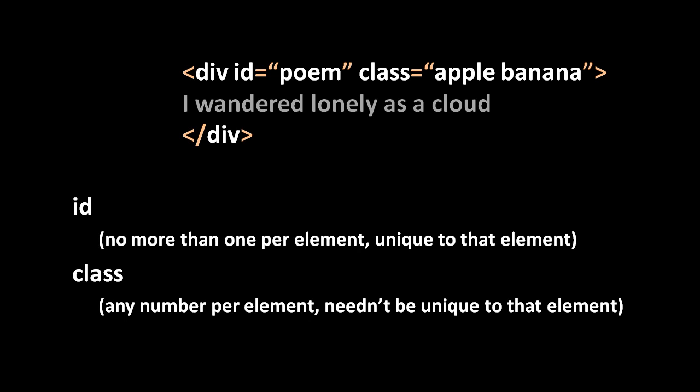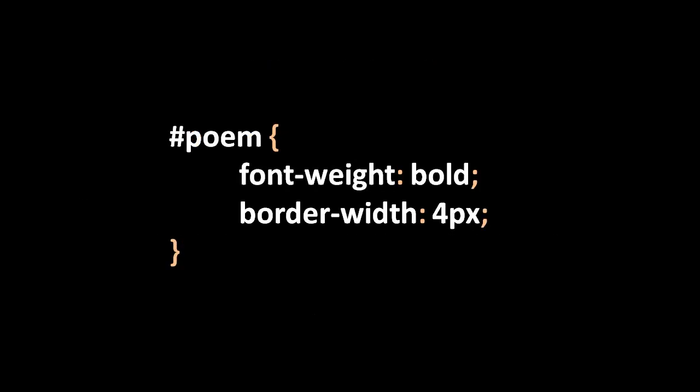So once we've used attributes to give elements IDs and/or classes, we can then specify them in our selectors. And we specify an ID in a selector by writing a pound sign (#) followed by the name of the ID. So this rule here means that the element with the ID poem should have the properties font-weight: bold and border-width: 4px.